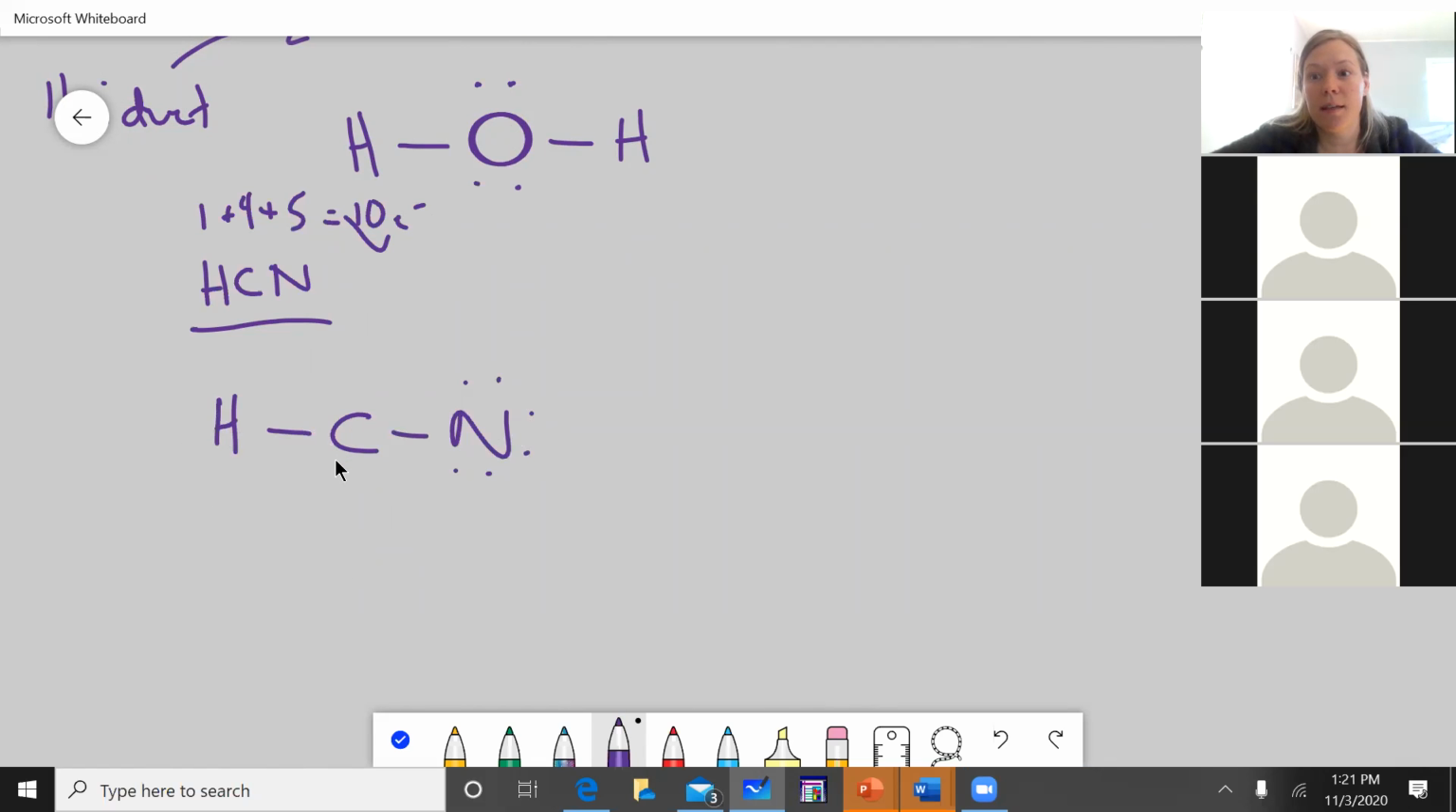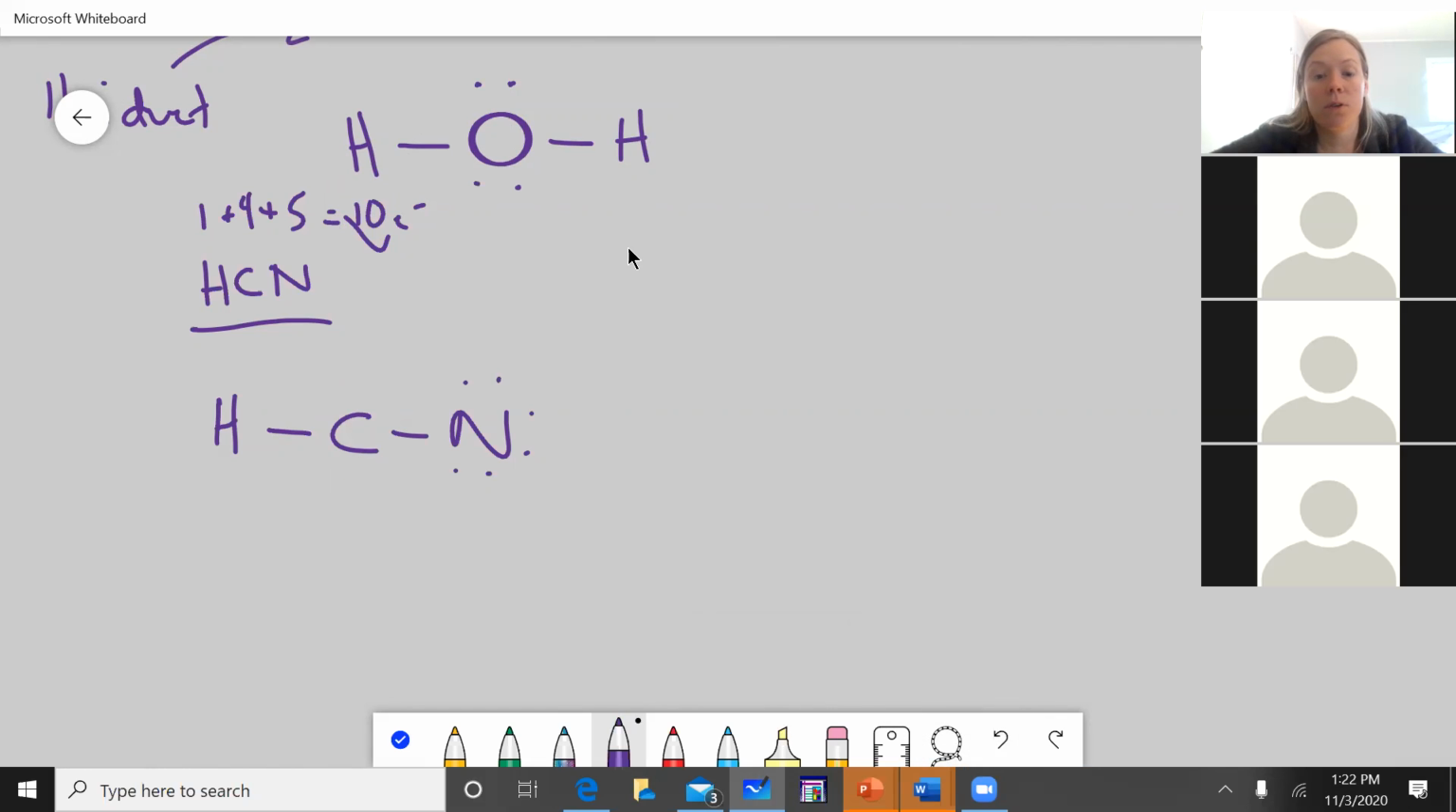What about carbon in the center? Carbon is not happy. So you cannot just add more electrons. Okay, I can't just go, well, there. Why? Because I can only have 10 electrons. So instead, this is where you start to develop a double or a triple bond.